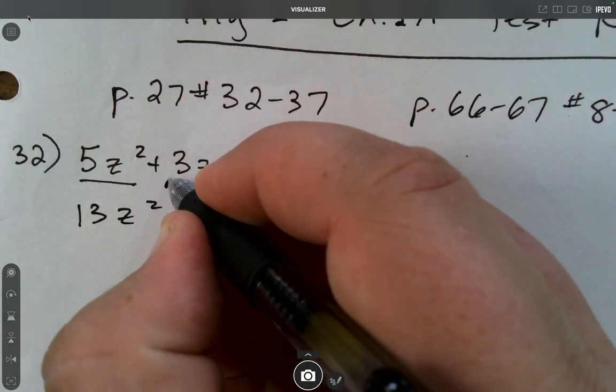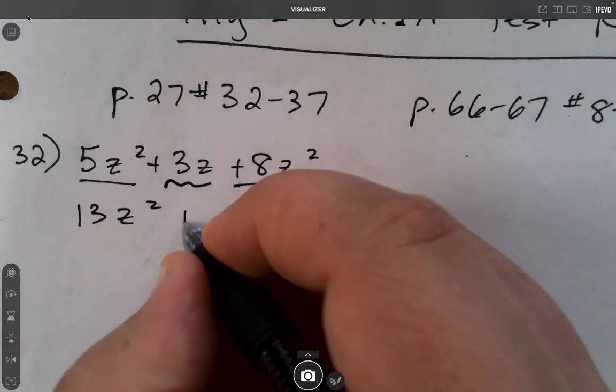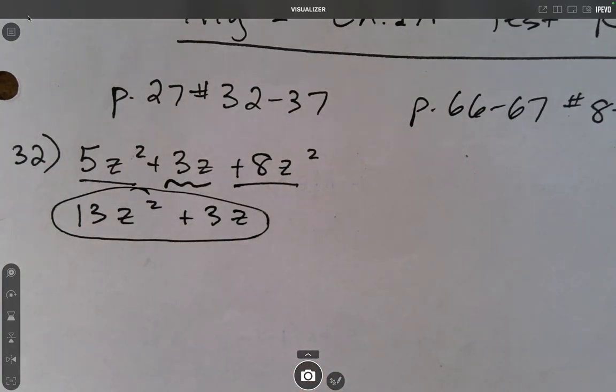Now this has no like terms. It's a z to the first power, and it's the only term in that expression that's z to the first power. So we just rewrite it just as it is, because it doesn't get changed or combined with anything else.